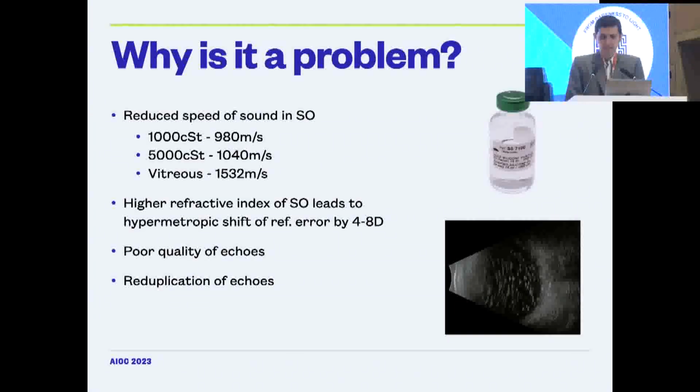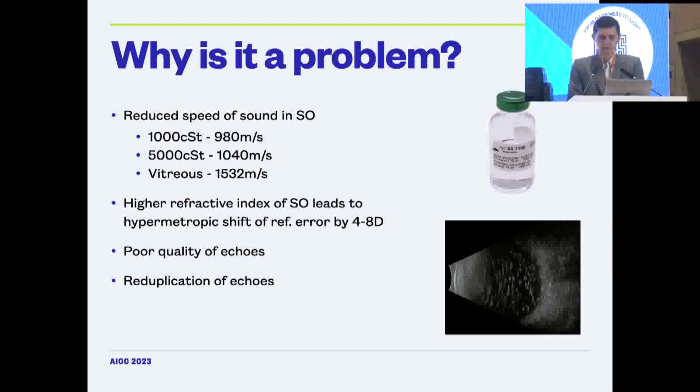Now why is it a problem in silicon oil filled eyes? Because silicon oil reduces the speed of sound traveling through the eye in our traditional biometers. So if we use 1000 centi-Stokes silicon oil, the velocity of sound is 980 meters per second. If we use a denser silicon oil, then the velocity increases to 1040, and in the normal vitreous cavity, it is 1532 meters per second.